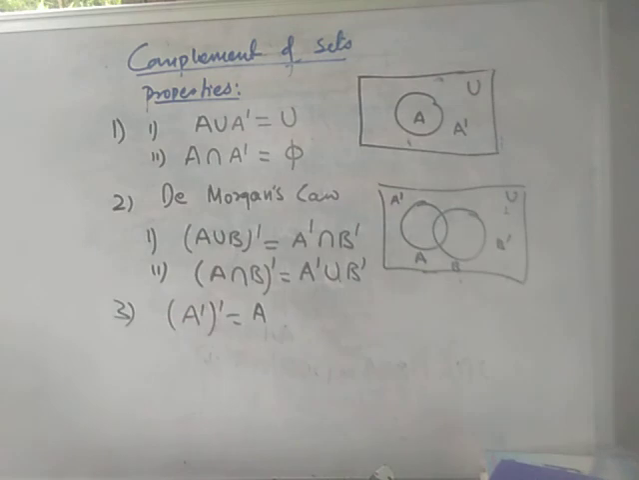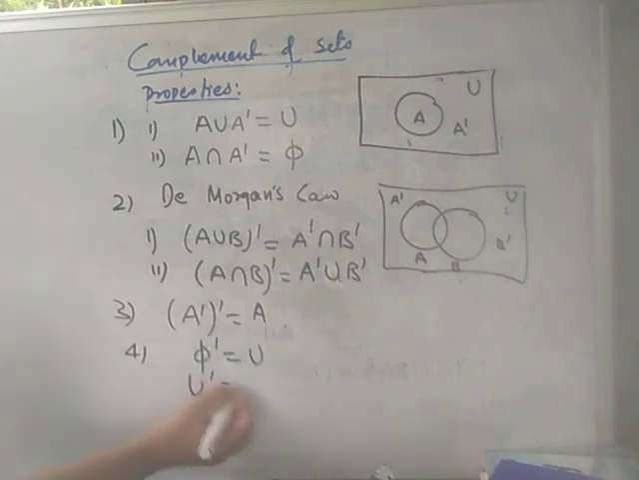Third law is your A dash of dash, that is complement of complement of A is A, isn't it? So next fourth one is your phi को complement के हुन्छ, U, isn't it? Then U को complement के हुन्छ, phi हुन्छ. Very important, these are clear.